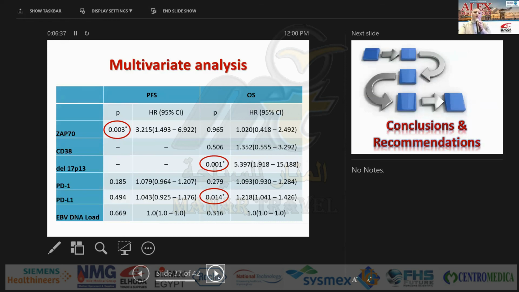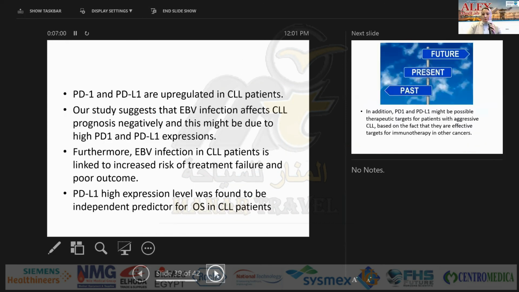Multivariate analysis revealed that ZAP70 was considered an independent predictor for shorter progression-free survival in CLL patients, and both the p53 deletion and the PDL1, not PD1, were independent predictors for shorter overall survival in CLL patients.